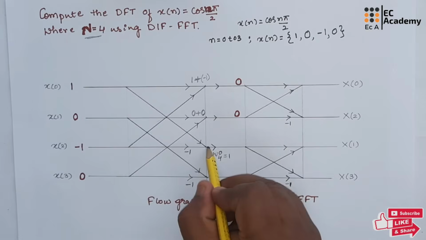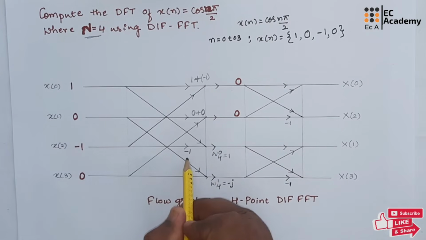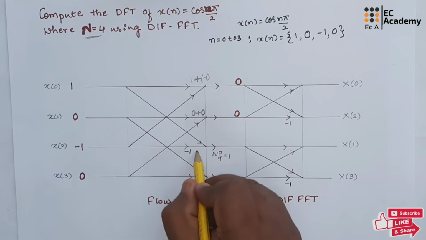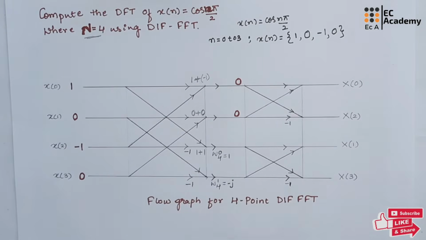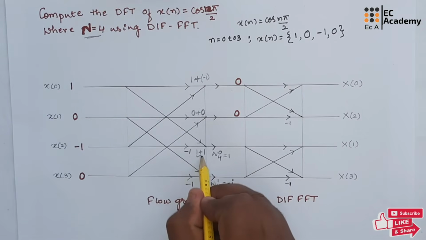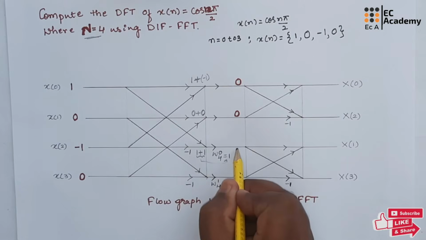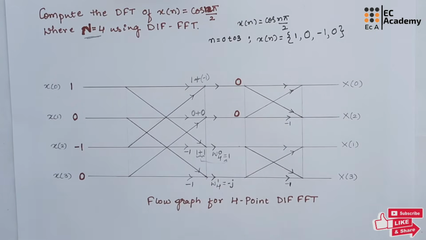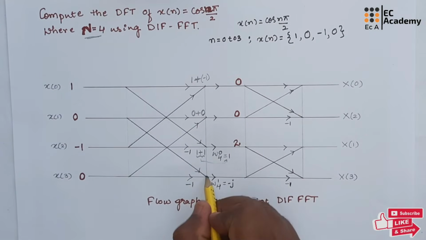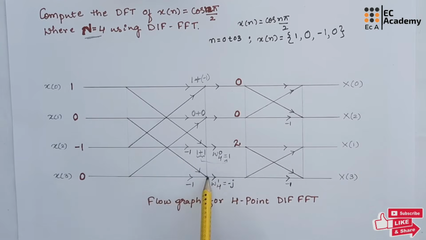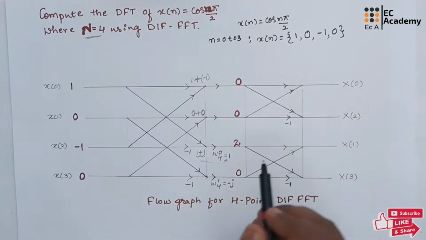Now, we need to find the output at this point. So, it is minus 1 into minus 1, which is 1, plus this value is 1. So, it is 2. Again this value should be multiplied with this 1 before writing the answer. So, it is 2 multiplied with 1, it is 2. Now, to find the output at this point, it is 0 plus 0 multiplied with minus j, it is 0. Now, these intermediate values will act as input to the next stage.